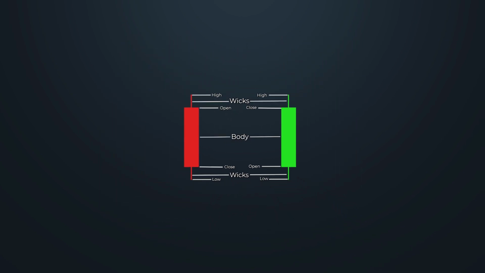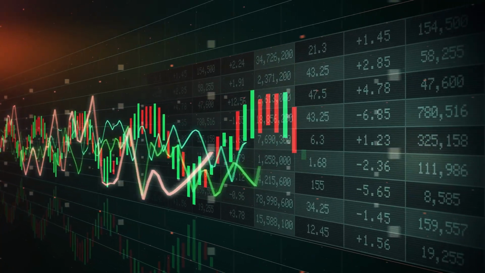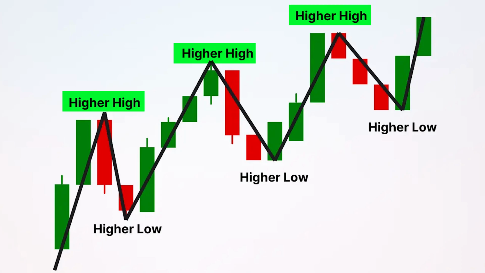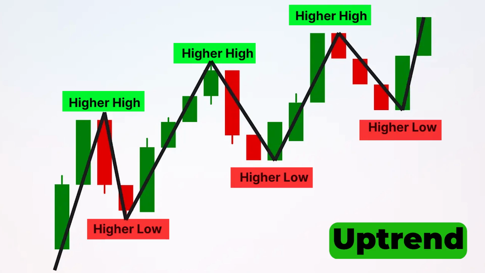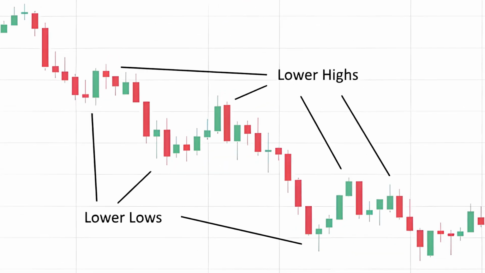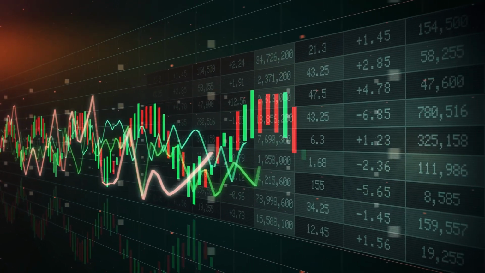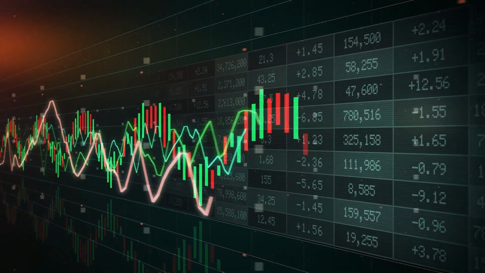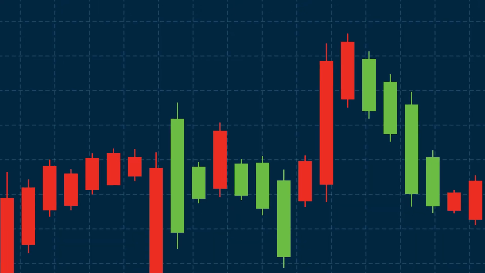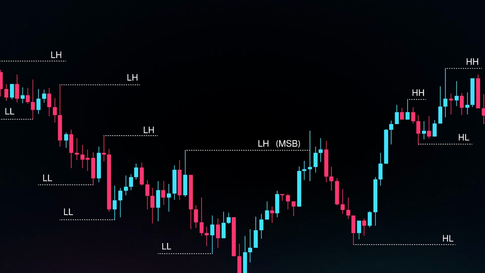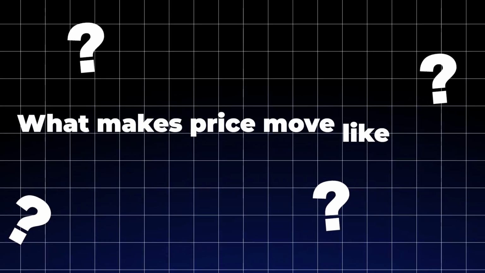Now, let's zoom out. Candles don't matter on their own. What matters is how they move together. Price moves in waves. If a price makes higher highs and higher lows, it's in an uptrend. And then lower highs and lower lows, that's a downtrend. This wave is called structure. And this is how we understand the flow of the market. So you don't need to just look at candles, you need to look at how they all act together and how they move.